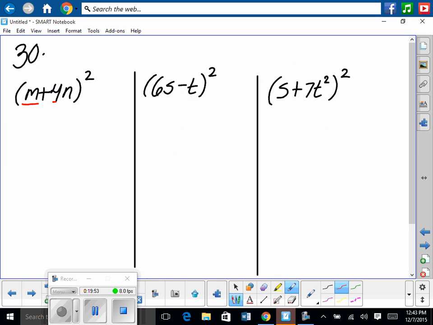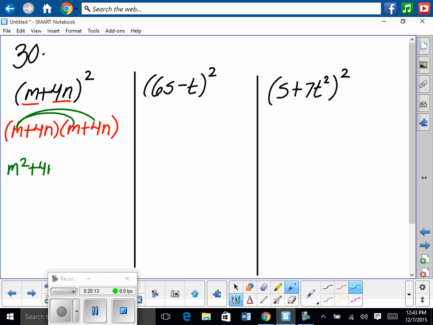Okay, with this one, we know we can't just square this. That'd be breaking the forbidden rule. So we'll rewrite it as m plus 4n times m plus 4n. And then we're going to double distribute using properties of exponents and being very careful. M times m is m squared. M times positive 4n is positive 4mn. Positive 4n times m is simply positive 4mn. And then positive 4n times positive 4n is positive 16n squared.